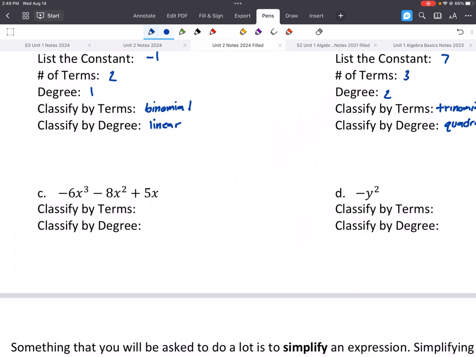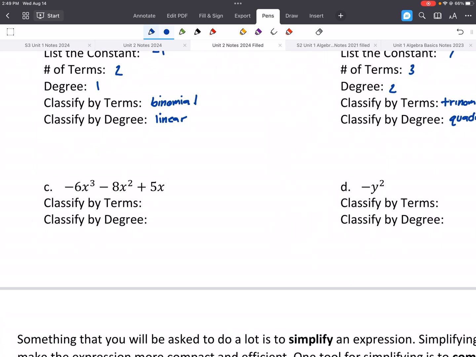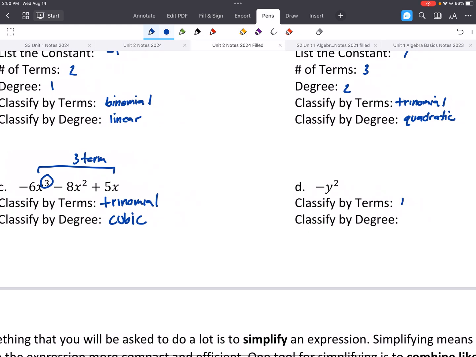All right, last 2 we're just going to classify by terms and degree. We have 3 terms, which is trinomial. And degree is a 3, so this would be a cubic. And then our last one is a monomial. It has 1 term. And its degree is 2, so we would call that a quadratic.